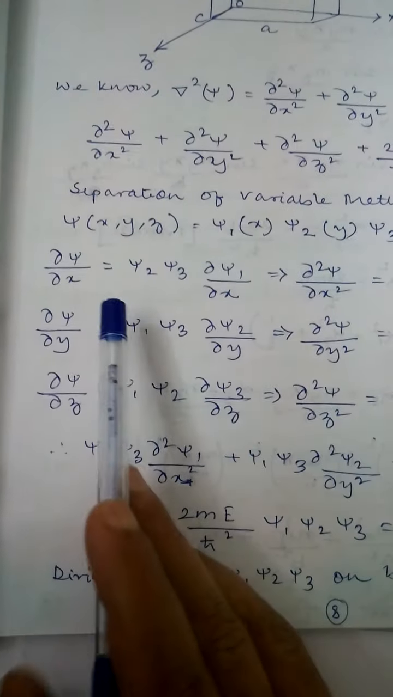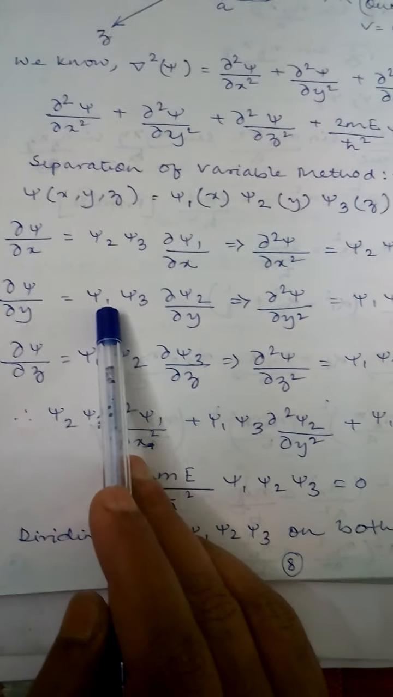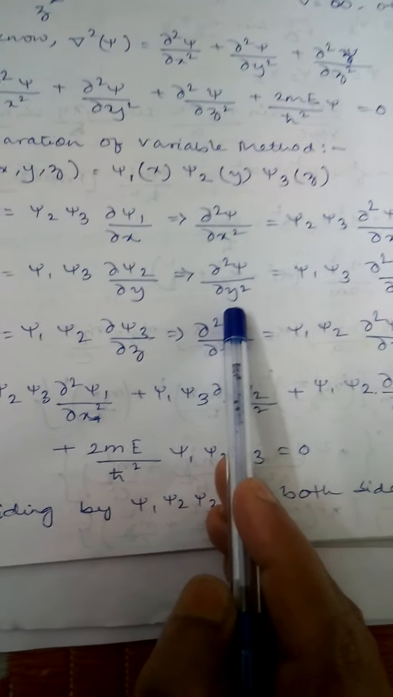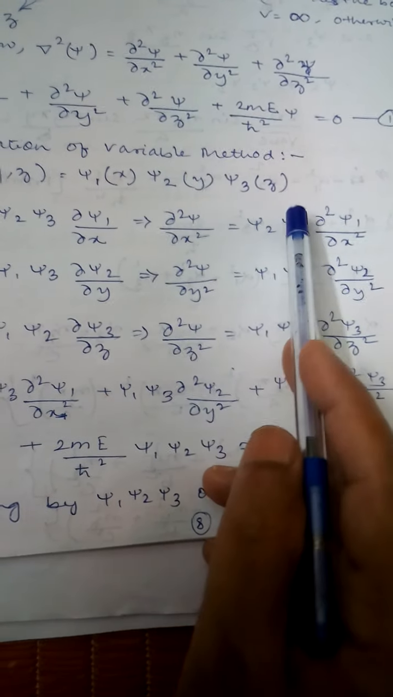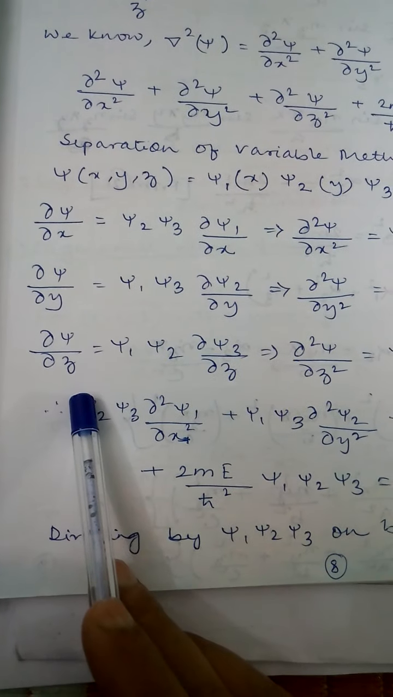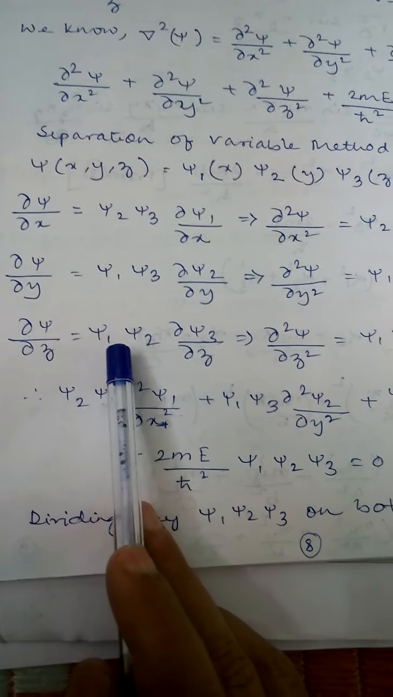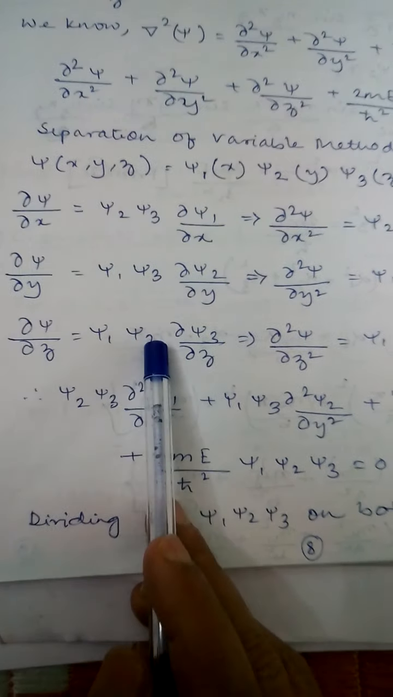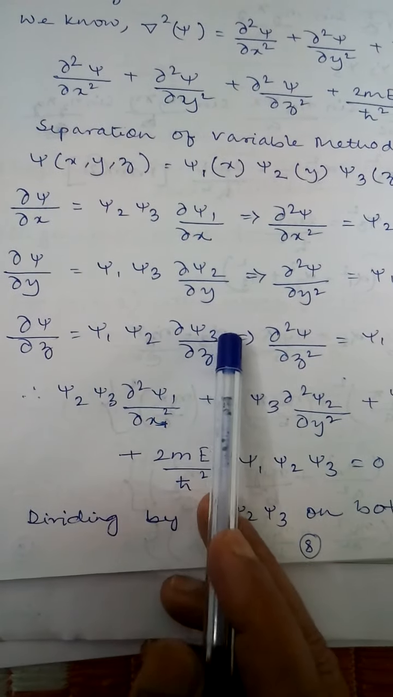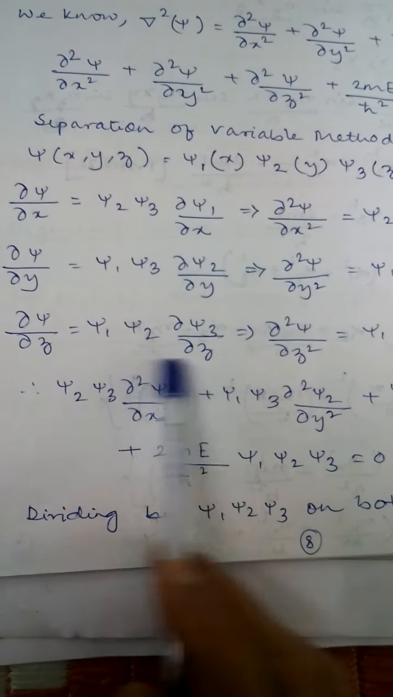Similarly, we can find out del psi by del y, keeping psi 1 and psi 3 fixed, and del square psi by del y square exactly in the same way. Similarly, del psi by del z, keeping psi 1 and psi 2 constant, since they are functions of x and y respectively. Psi 3 is a function of z only. So this is the expression of del psi by del z.